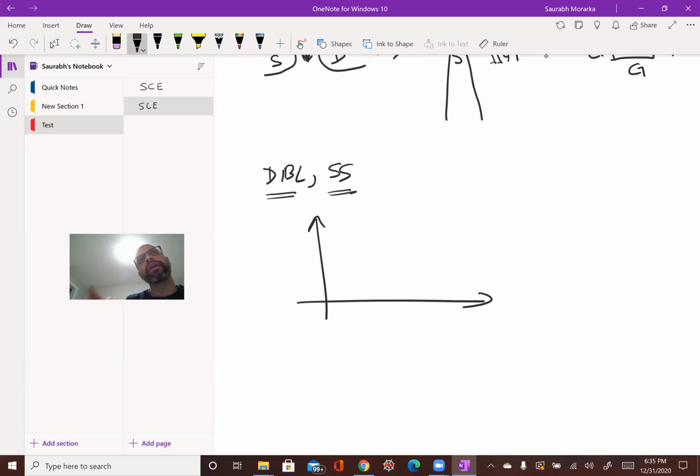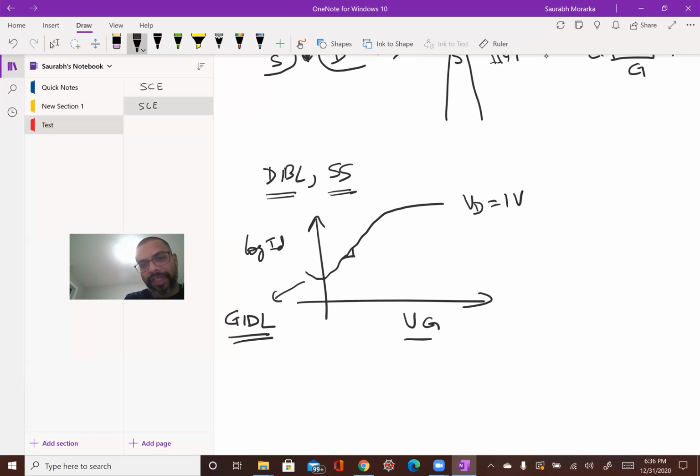One case could be an effect which is called GIDL. So this is the subthreshold slope, as I mentioned, right? So I'm still drawing the log ID versus VG. There is an effect which is called gate induced drain leakage. That tends to happen when the VD is high and the VG is very low. Because of that, this curve starts to creep up at this point, and this also impacts the slope here, right?